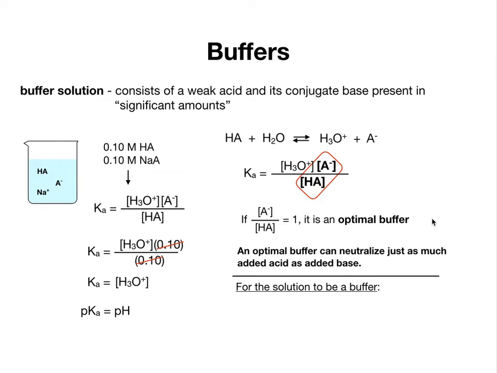Now, technically, class, for a solution to be classified as a buffer, this ratio doesn't have to be 1, but it needs to be between 0.1 and 10. This ratio needs to fall in the range between 0.1 and 10, strictly speaking, for it to be considered a buffer. If this ratio falls outside 0.1 to 10, technically it's not really a buffer.